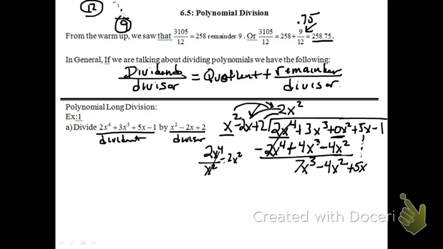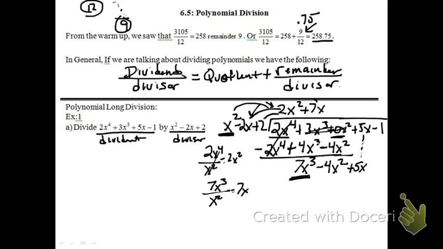Now guys, we're at the stage where we need to find the next term of the quotient by looking at the first term of this new dividend. I don't care really about these guys anymore up there. I'm going to look at the 7x cubed and the first term over here of my divisor, x squared, and I'm going to divide those. 7x cubed by x squared will be 7x. That's my next term. It's a positive 7x.